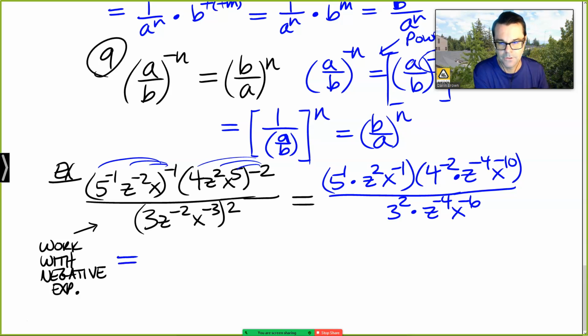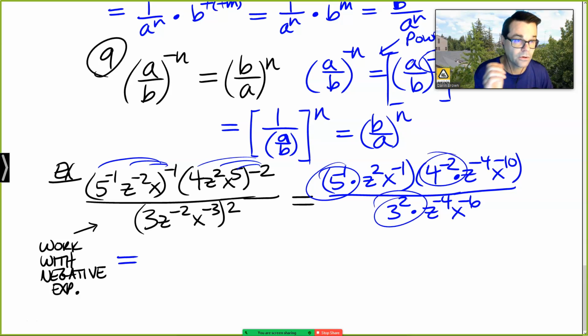All right. What I'm going to do is collect all of these numerical coefficients together, because that's going to be kind of like the numerical part. So here we've got 5 on top. Then this 4 to the negative 2 is going to go on the bottom. So it's going to be 5 over 3 squared, which is 9, times 4 squared, which is 16. So that's all going to be the numerical coefficient.